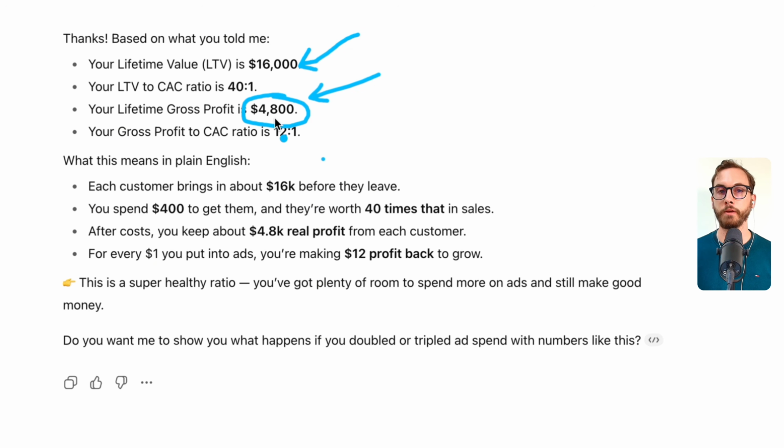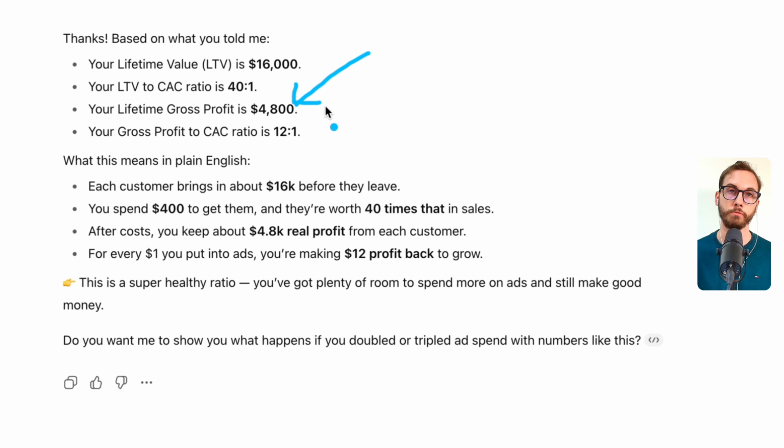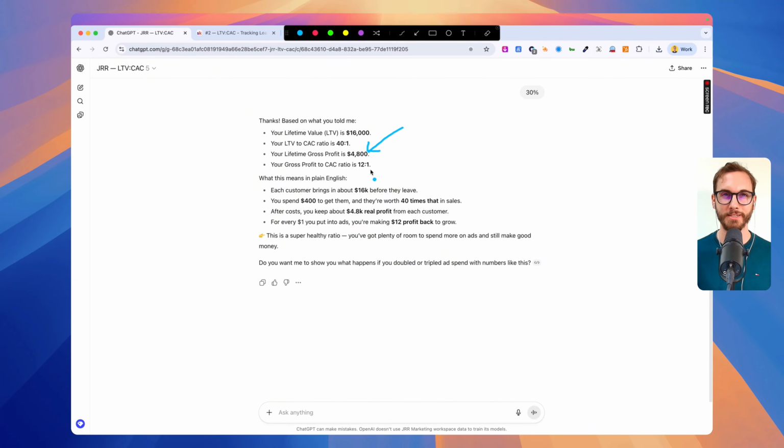Okay. Now, if you spent $4,800 to get a new customer, you'd still break even because that's the total amount of money you would make after all of the gross profit, right? So I hope that makes sense. I hope that wasn't too confusing.